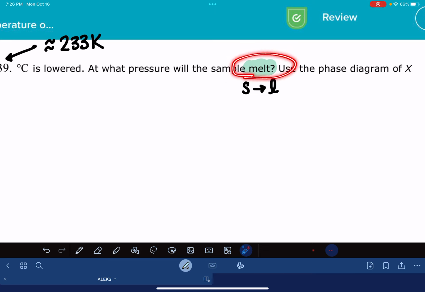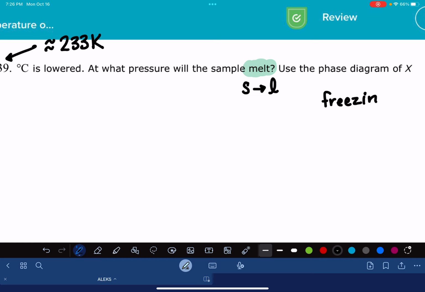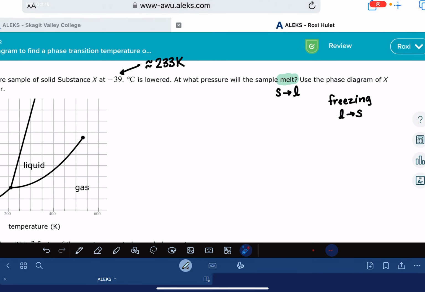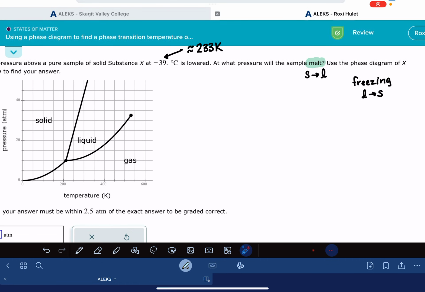Because my problem is talking about melting, I'm going to be focusing on a solid to liquid transition. If your problem was asking about freezing, you would be focusing on a liquid to solid transition. It's not only important that we recognize the two states of matter involved, but also the direction that we're moving between them. Once you have that figured out, you can go to the phase diagram.